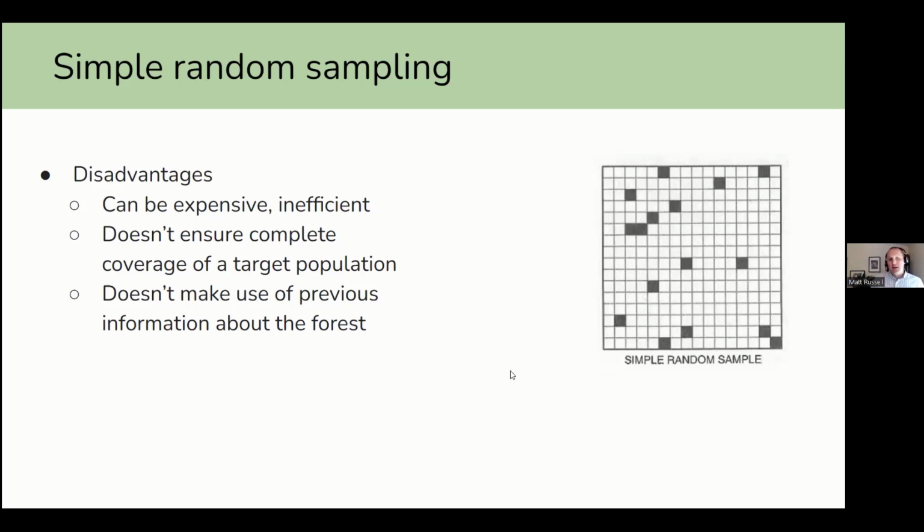And then it doesn't really make use of any previous information about the forest. What I mean by that is that you can go and measure these things randomly, but you don't necessarily need to know anything about the forest before you set up your design and before you begin to go out and sample. There are other approaches we'll talk about that make better use of some of that information.